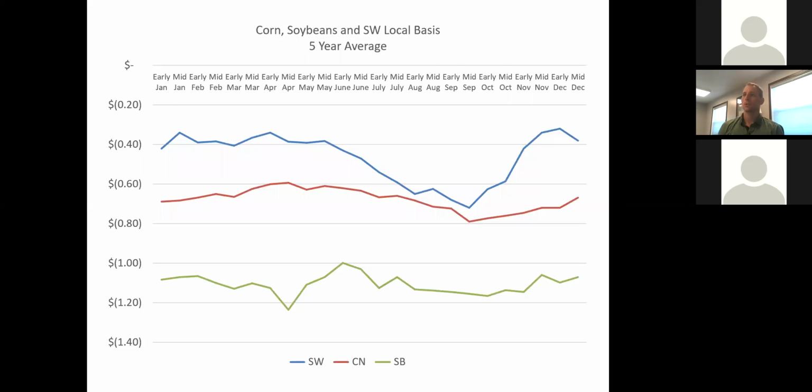This chart here shows corn, soybeans, and spring wheat local basis. This is Mark Honey Grains spring wheat basis over the last 5 years, an average of twice a month. As you can see, spring wheat basis is in the blue, corn is the red line, and soybeans are the green line. I probably should have put September 1st at the beginning on the left side of the chart, but it's for the calendar year.